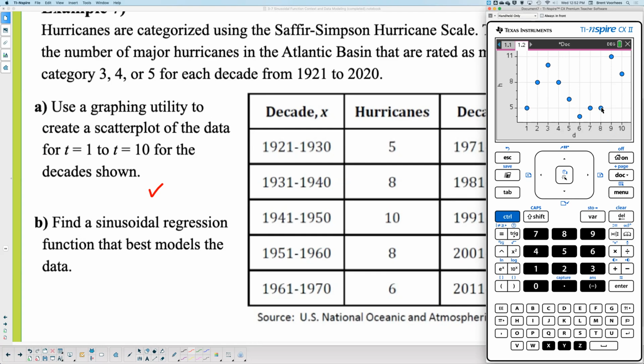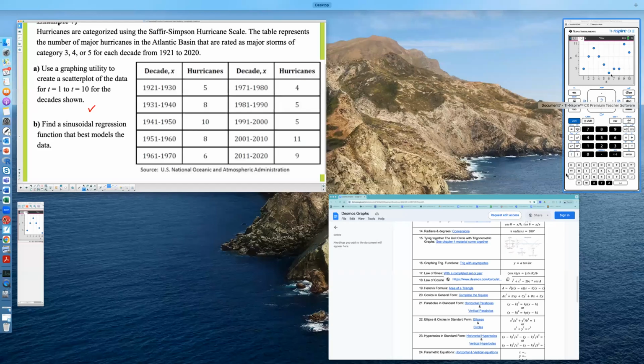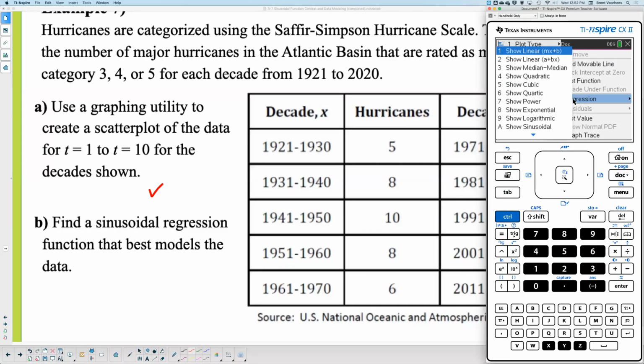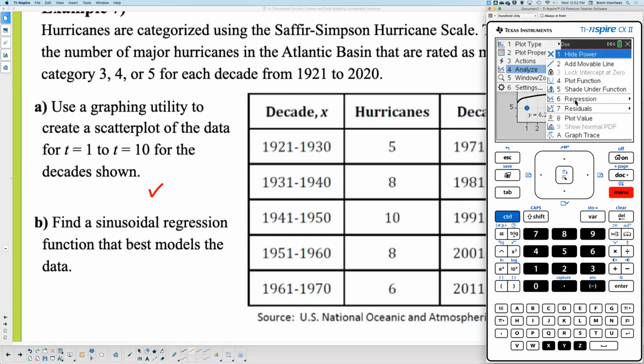The way to do it, let me make sure I got that data right. Is 8 supposed to be? That's 10, 9, 8. Oh, it is 5. Okay, it just looks like it's off. What I'm going to do here is go menu, analyze. I'm going to choose regression. And we know it's sinusoidal, it's periodic. Whoops, I chose the wrong one. Let's try this again. Menu, analyze.